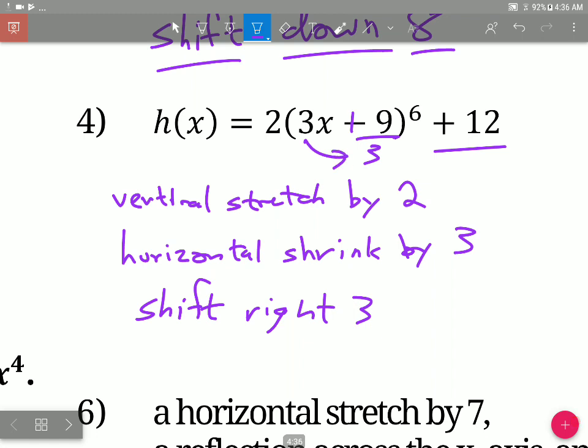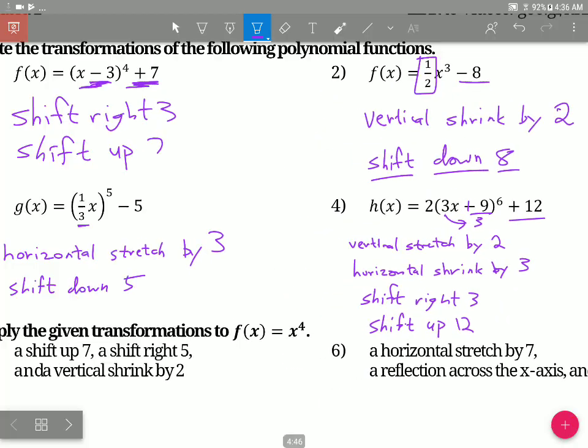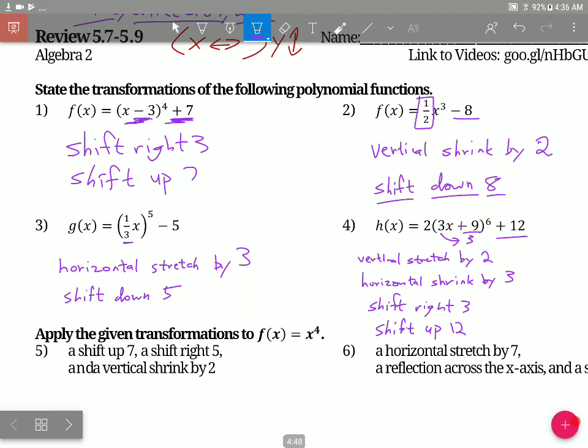And then last but not least, you got the 12. So that's a shift up 12. And that's all of those bad boys. Cool.